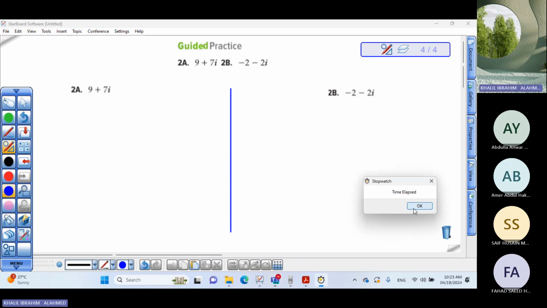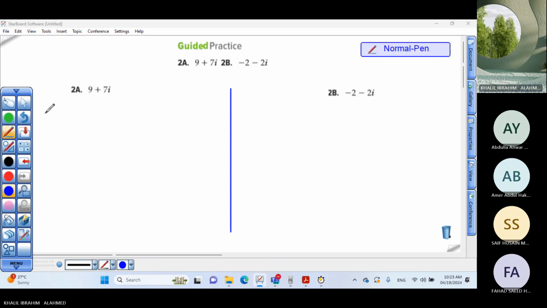Okay, good. The time is finished. Let's start to solve question 1. Step 1: you should find R. R is the absolute value of Z. This is equal to the square root of A squared plus B squared, or X squared plus Y squared. This is A, this is B.